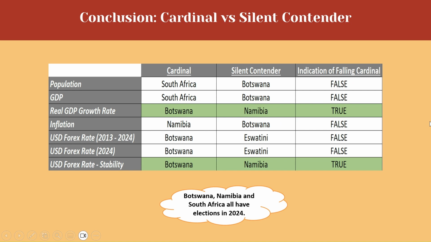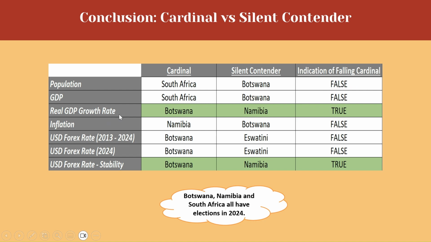And so now, we come to the conclusion. Just summarize these insights. So we can see for the population, South Africa is the cardinal, with Botswana the silent contender, but we don't see any indication of a falling cardinal here. For the GDP, you can see again South Africa was the cardinal. We get with that 90% proportion of all the GDP from this region, and the silent contender being Botswana. Again, you don't have an indication of a falling cardinal.